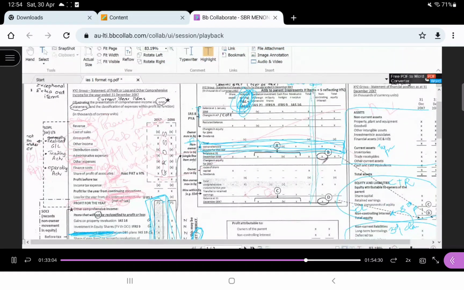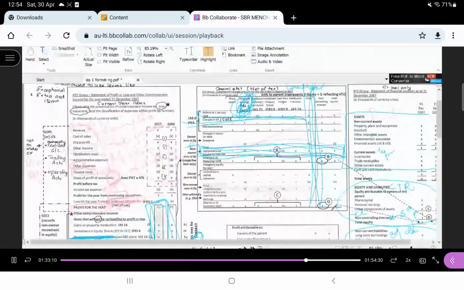The only difference is, can you see this line here? This side is all parent. This side is what belongs to NCI. Put them together and it is equity. It's up to you. Remember it as residual, A minus L, or you can remember it as capital plus reserves of the parent, including NCI.